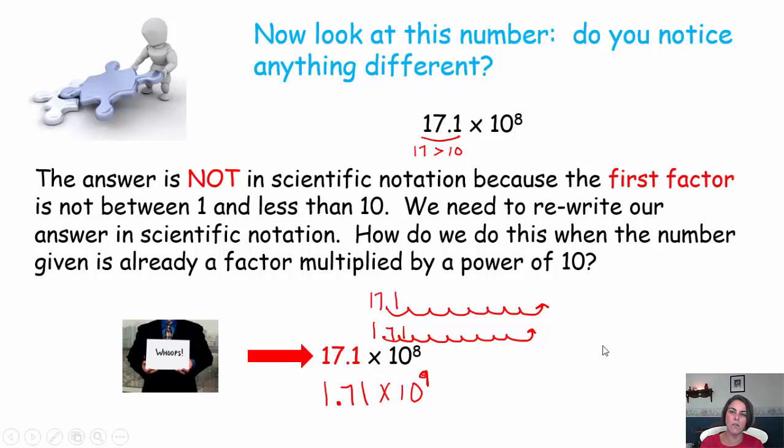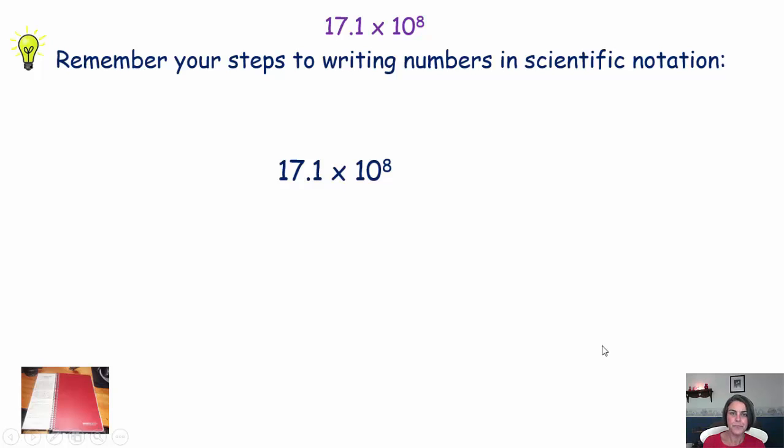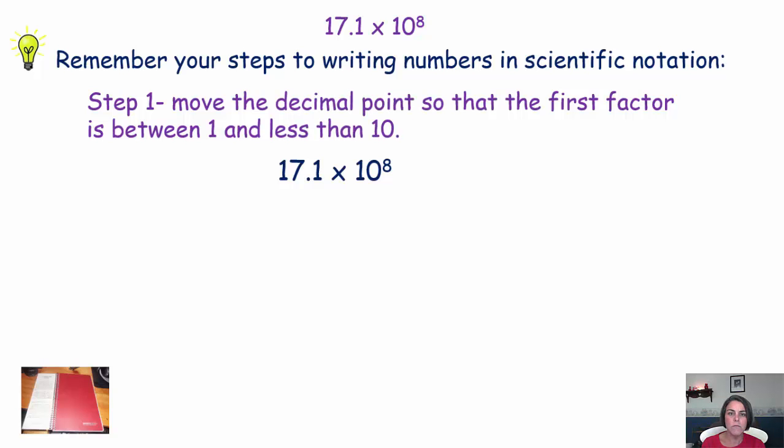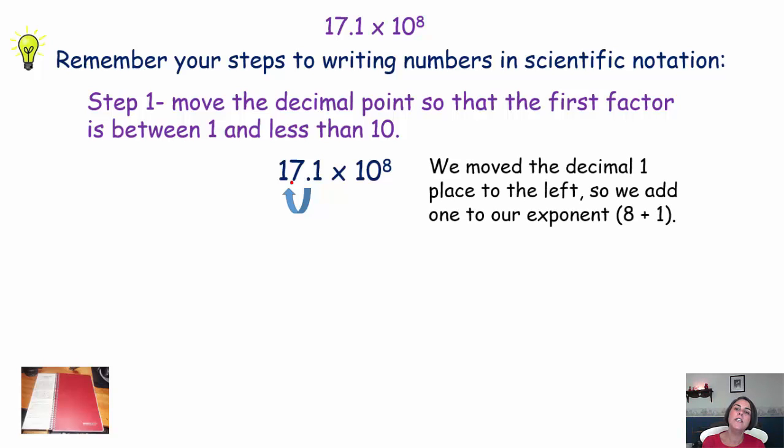We're going to give you a strategy right now for you to work this out for yourself every time. So we need to remember the steps in writing a number in scientific notation. Step 1, move the decimal point so that the first factor is between 1 and less than 10. Instead of 17.1, you need 1.71. And if we move the decimal one place to the left, we add 1 to our exponent on 8. So now it's going to become 1.71 times 10 to the 8 plus 1.